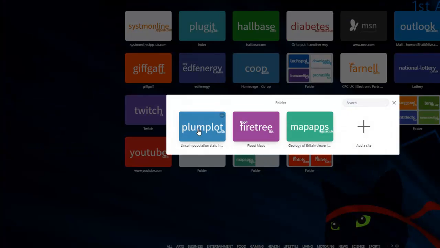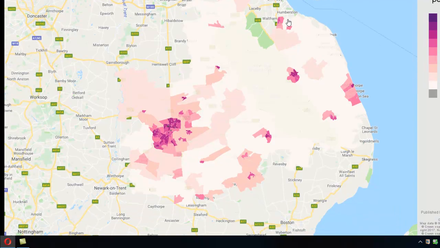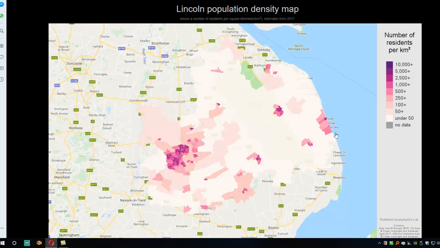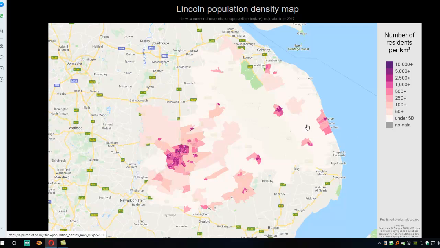Just click again. Population in my area. Now this is a Lincolnshire population density. This is Lincoln itself, and this is the area where I live. Quite dense in the area around there. On this area, a lot of small houses grouped together in a small area.